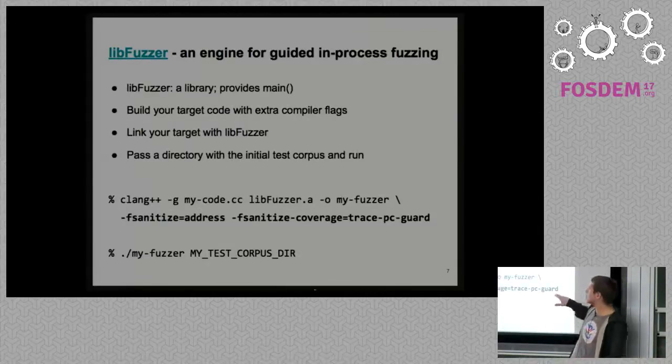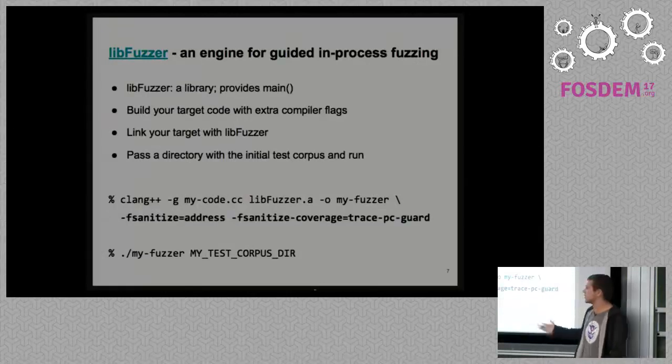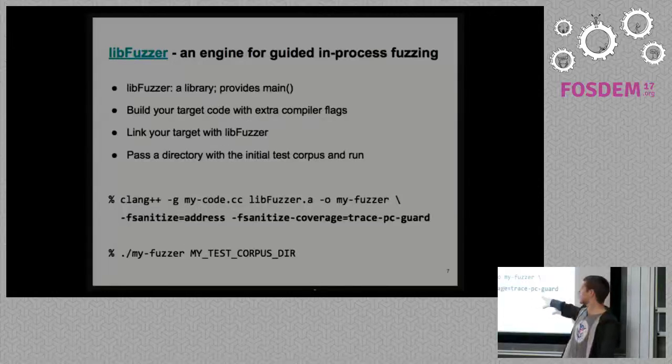Then you compile your target with specific flags, which is basically some sanitizer tool, AddressSanitizer, MemorySanitizer, depending on which build you are going to test. And you need to specify the coverage type, which will be used to track coverage when testing different inputs. And that's it. When you write a fuzz target, compile it, and run it over some corpus.